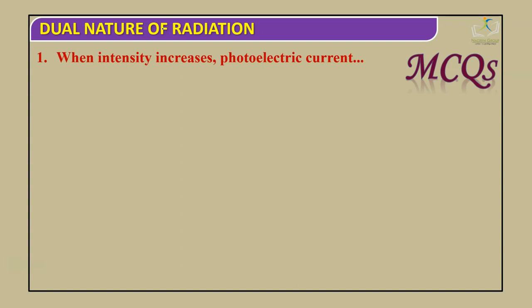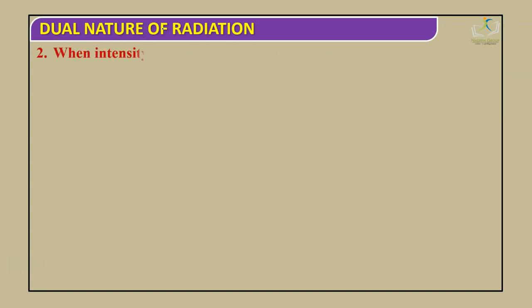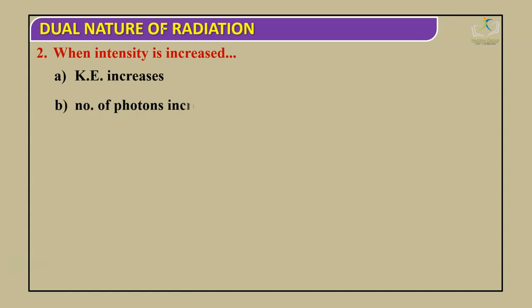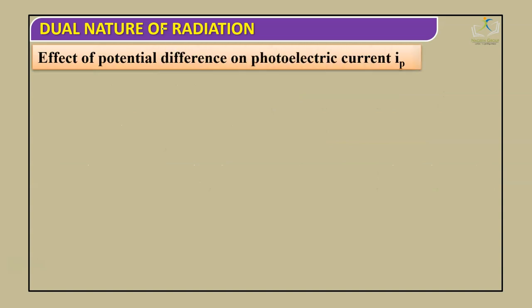Now move to some MCQ questions. When intensity increases, photoelectric current increases, decreases, is constant, none of these. The correct answer for this question is increases. When intensity of light increases, kinetic energy increases, number of photons increases, both A and B, and none of these. The correct answer for this question is number of photons increases.